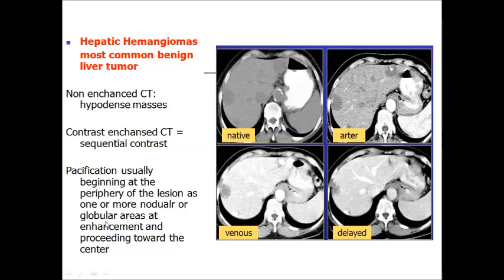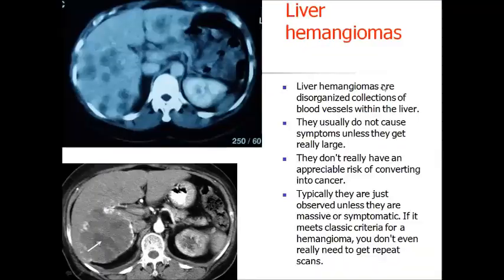on the periphery of the lesion may appear small nodular or globular areas of enhancement proceeding towards the center. As in this case, these small things are signs of contrast enhancement, and here is a shadow of the artery which is supplying the hemangioma.